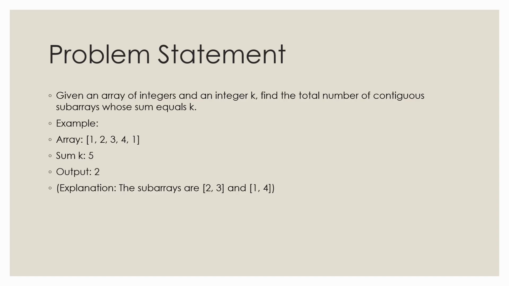Let's begin with the problem statement. Given an array of integers and an integer k, the task is to find the total number of contiguous subarrays whose sum equals k. For example, consider the array containing the elements 1, 2, 3, 4, 1 and the target sum k equals 5. The output will be 2 because the subarrays 2, 3 and 1, 4 both sum up to 5.